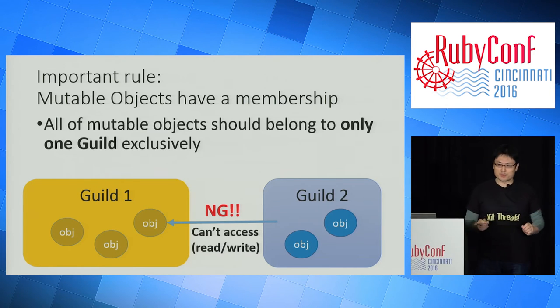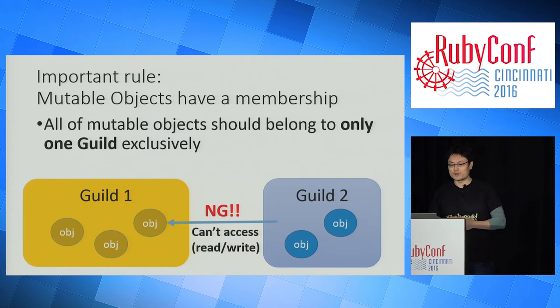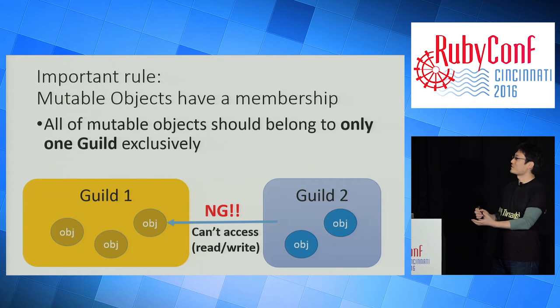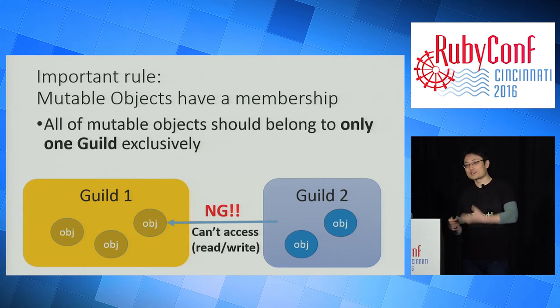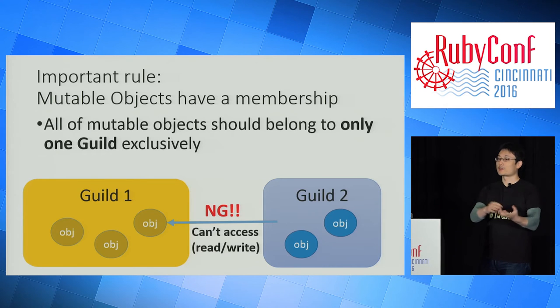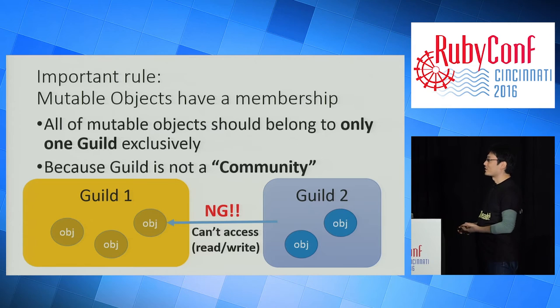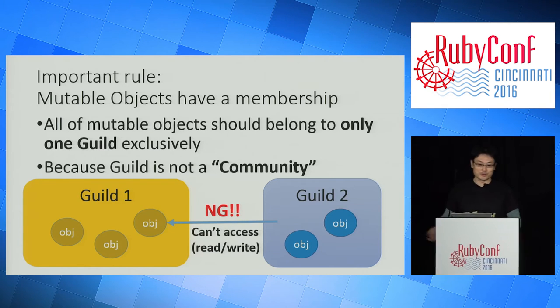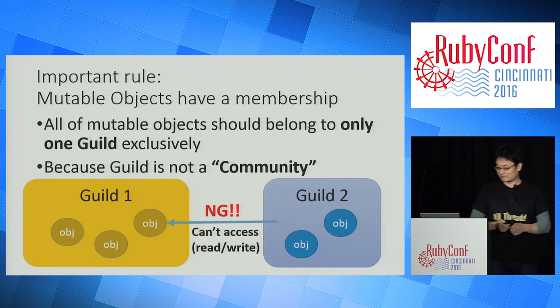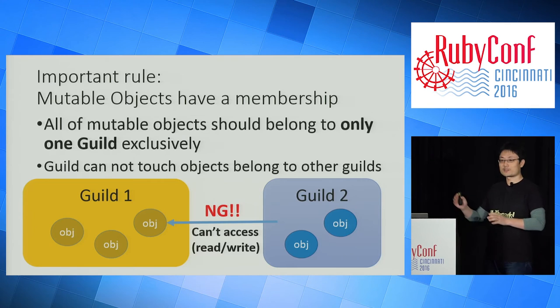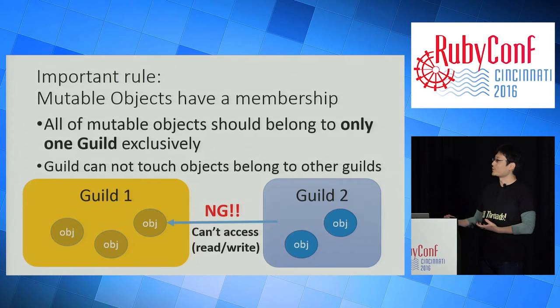All mutable objects should belong to exclusively only one guild. So it means that the objects cannot have several guild memberships. This is because guilds are not communities, so they cannot belong to another guild. And a guild cannot touch the objects that belong to other guilds.